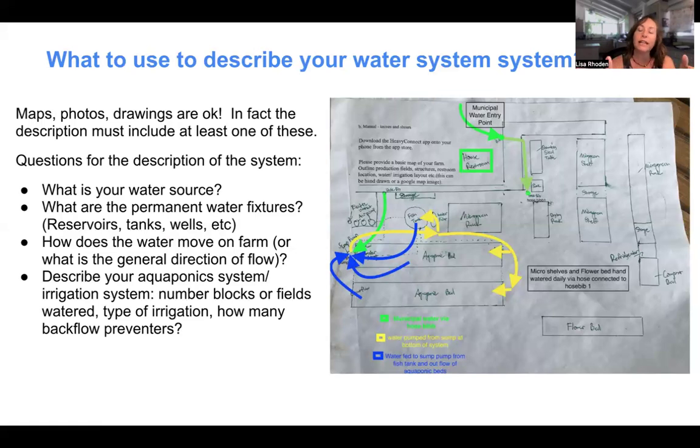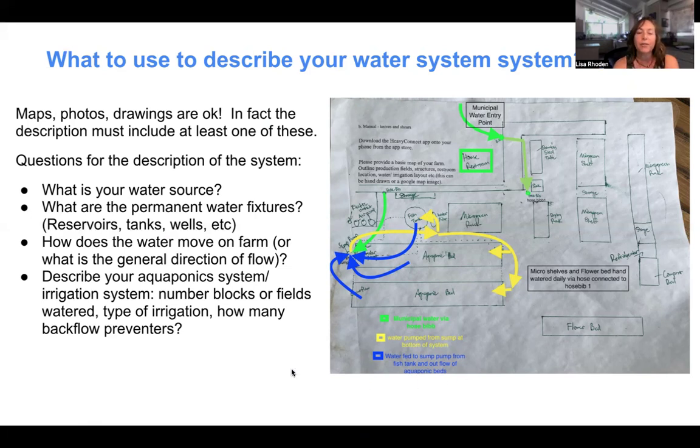What you need to really identify in your illustration or map is, what is the water source? Again, we're looking for, is it municipal? Is it surface? Is it a well? Or is it a combination of these things? It's good to identify the permanent fixtures. So if you've got tanks on your property, a reservoir, a well, or backflow preventers, those are things that you just want to identify on the map with a little X or a little symbol that shows where they are. How does the water move? So the general direction of the flow. That's where those arrows came in on the previous map that I showed you.